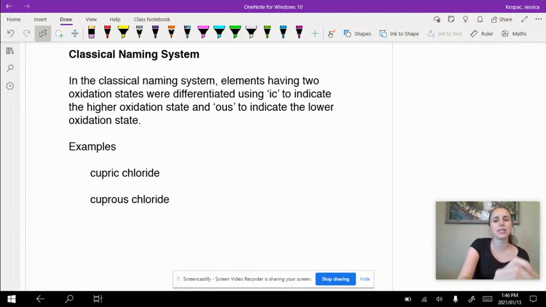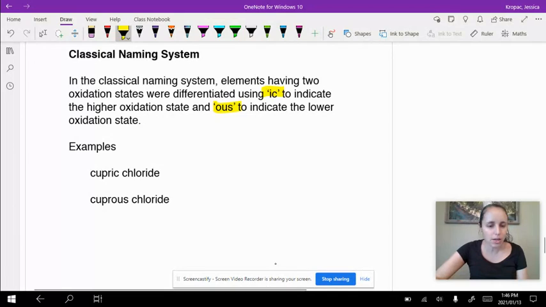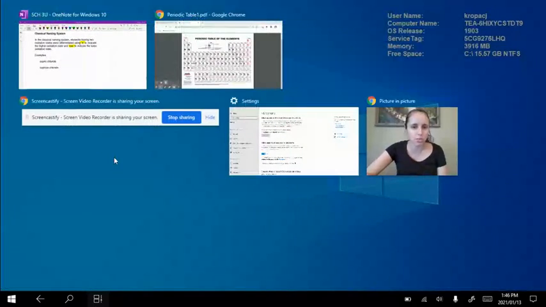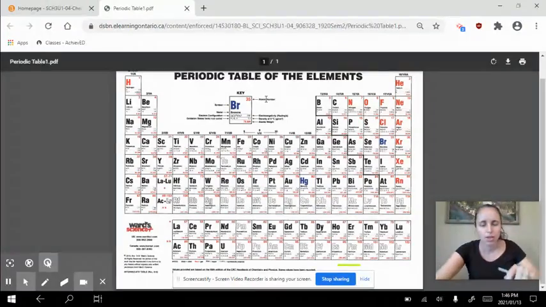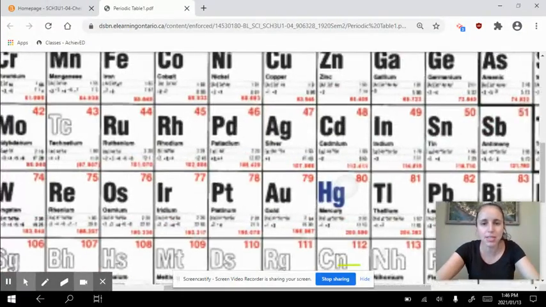In the classical naming system, elements that have two oxidation states were differentiated using ic to indicate the higher oxidation state and us to indicate the lower oxidation state. So oftentimes in a lab, instead of seeing actual multivalent names with the little Roman numerals, you sometimes see ic and us as endings instead. So for example, we're going to look at cupric chloride and cuprous chloride. We're going to pull up copper over here because we know we're dealing with copper, right? Cupric and cuprous means copper, Cu.